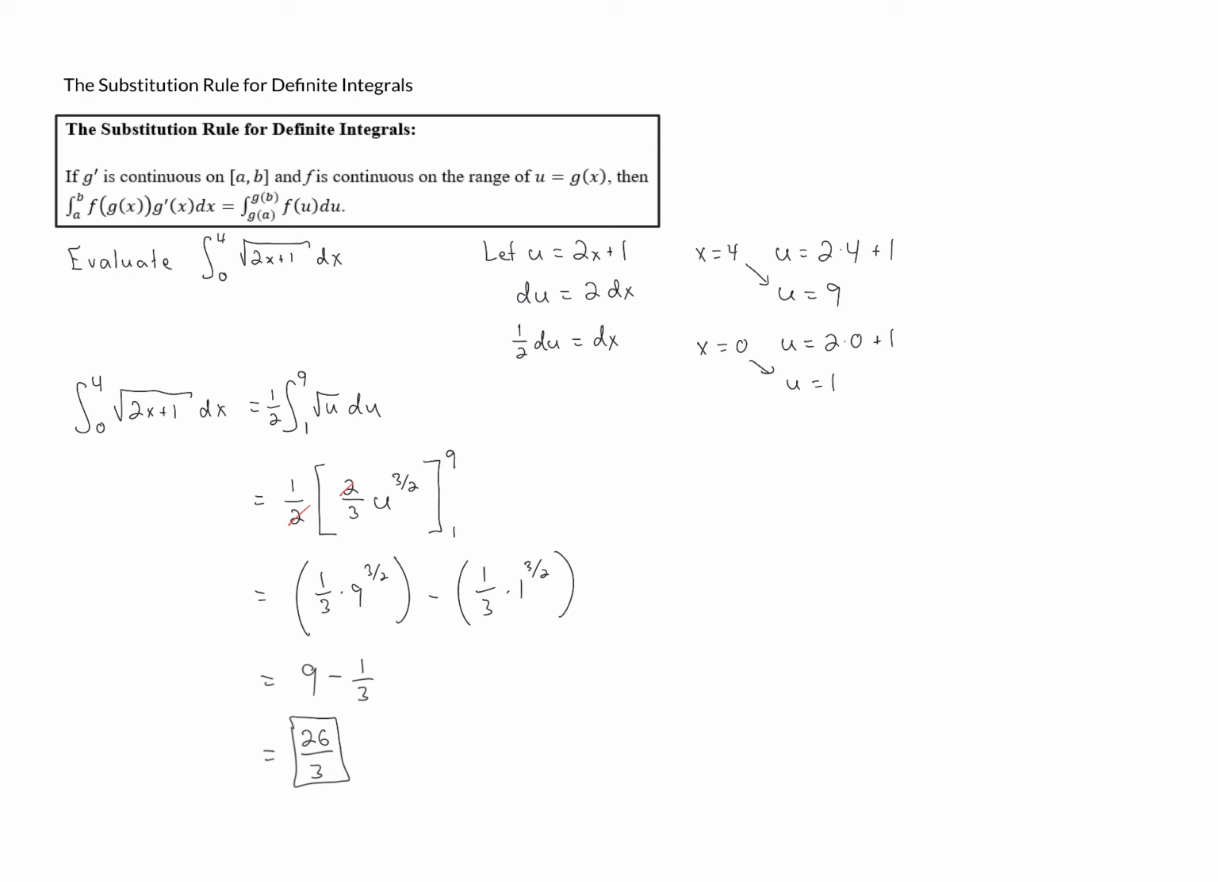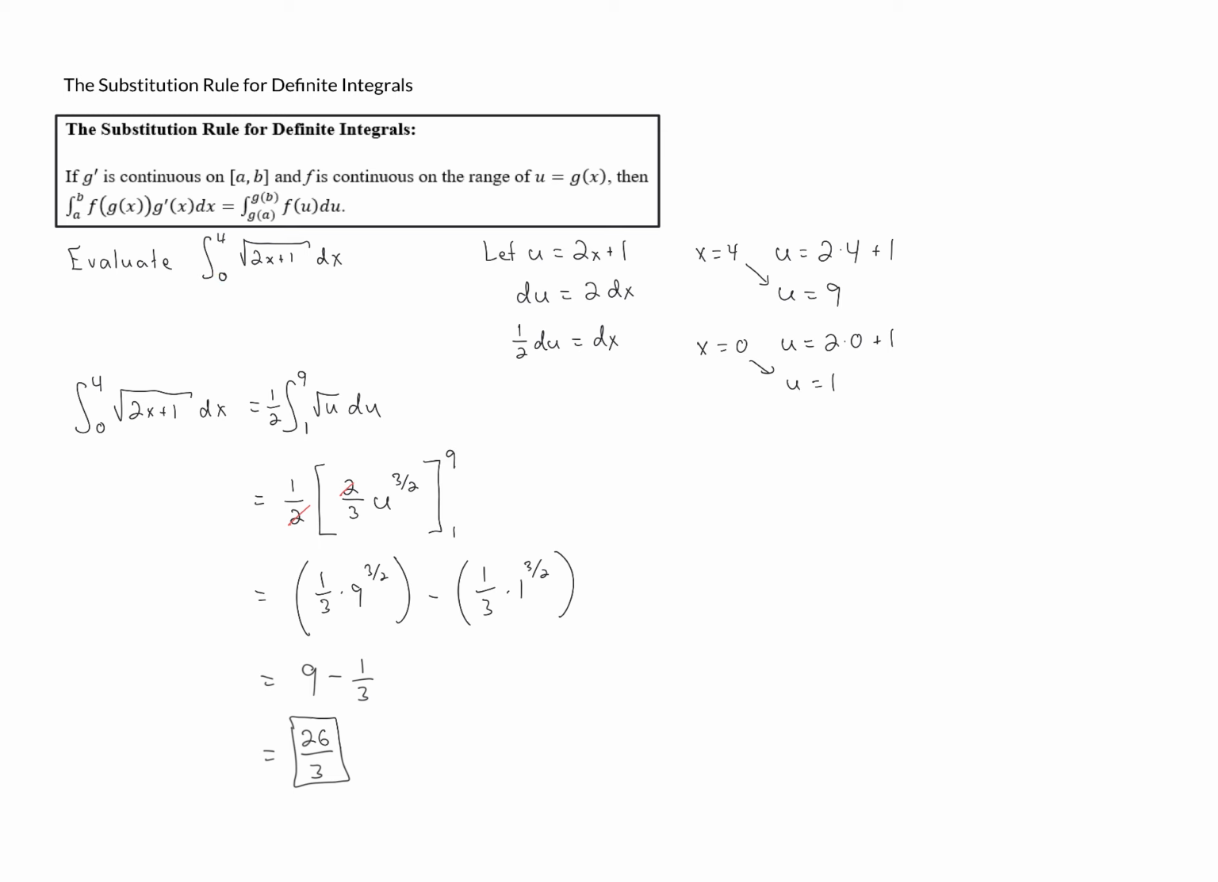There is another way to do this. I don't like that as much as this. You could use the substitution rule for indefinite integrals. You could ignore the limits of integration. You could go through and do the integral using the substitution, getting all the way back to here, and then you could replace u with 2x plus 1. And then once you've got that, and it's going to be a more complicated expression, you could plug in the original limits of 0 and 4.